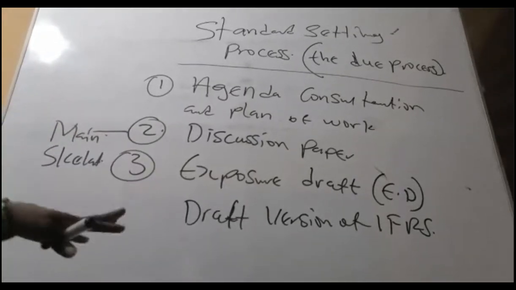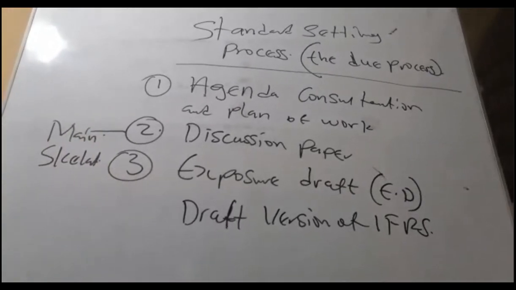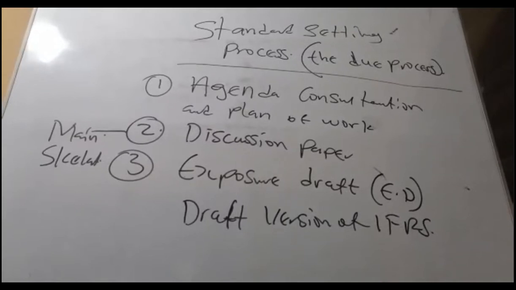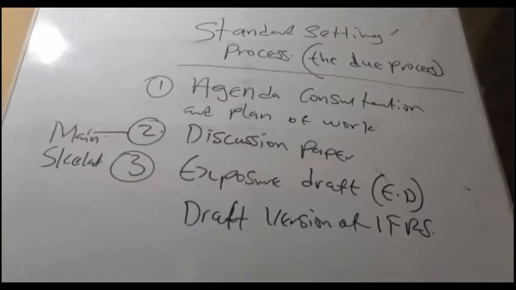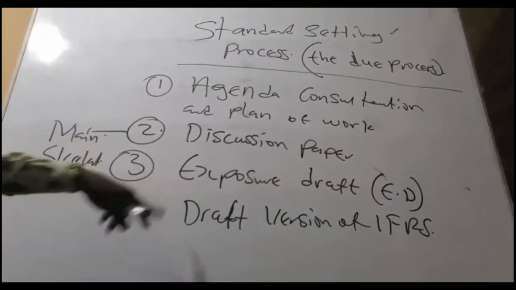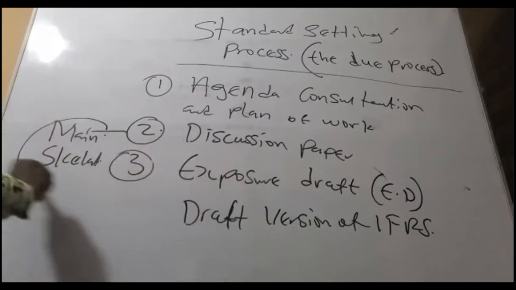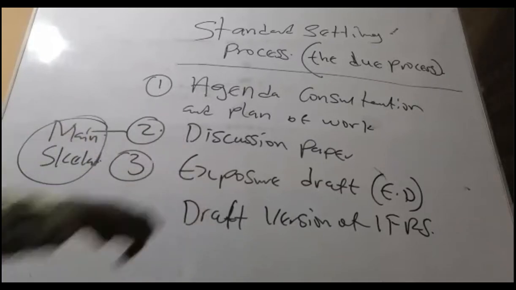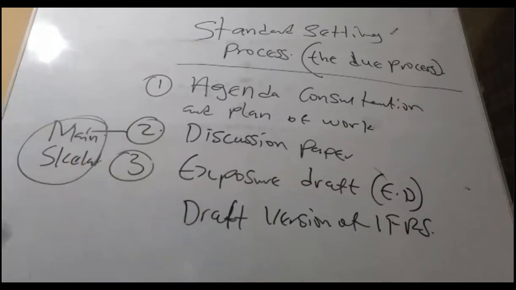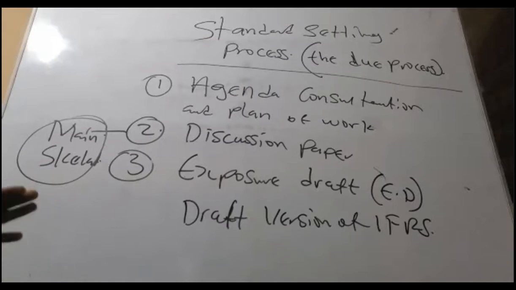So the exposure draft is a stage where the standard has reached its full disclosure and it includes all items. Everything that's supposed to be in at this stage is in. Everything that they want to talk about is inside, no shortcut. The discussion paper contains only the main points, but this one contains everything, main points plus. So with the exposure draft, they've added a little flesh to what? To the bones. Discussion paper, just the bones.